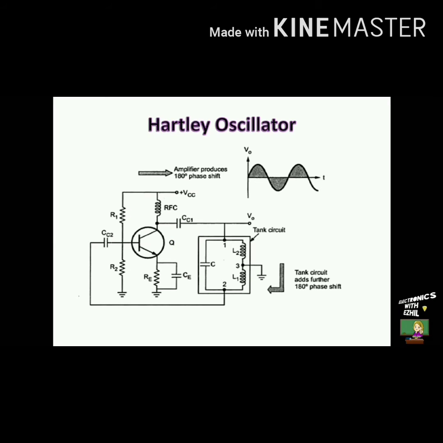Hartley oscillator is a type of LC oscillator which produces sine wave in the range of radio frequencies. So it is called as high frequency oscillator or radio frequency oscillator. As we discussed in the previous video, a LC oscillator which uses two inductors and one capacitor in its feedback network is called as Hartley oscillator.